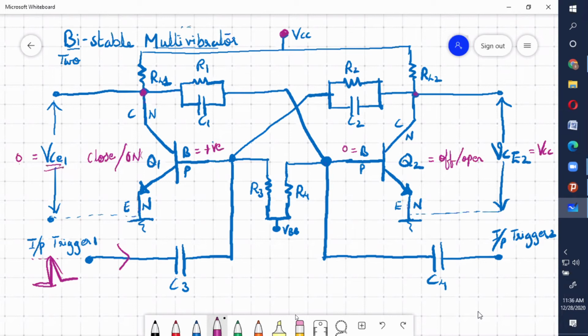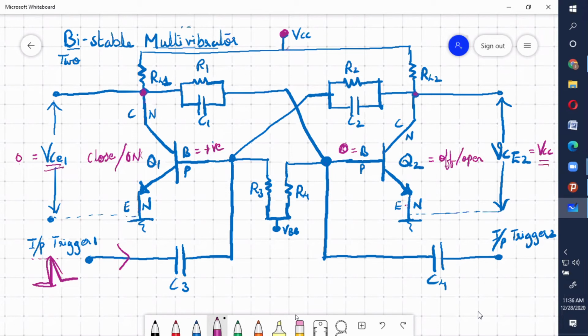At the same point, this collector is also connected to the base of Q2. So that is receiving what value? 0. Now the base of this one is 0, right? Once the Q2 base is 0, transistor Q2 is off. Q2 is off means it acts as an open switch. There's no connection between collector 2 and emitter 2. In that case, this collector is connected to which point? VCC. So at that time VCE2 is equal to how much? VCC.